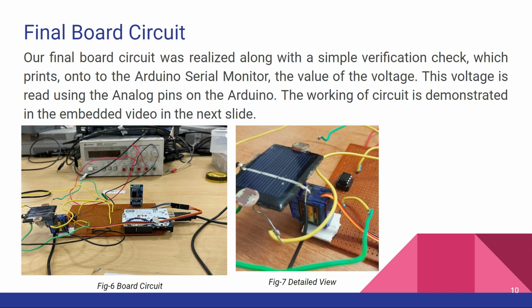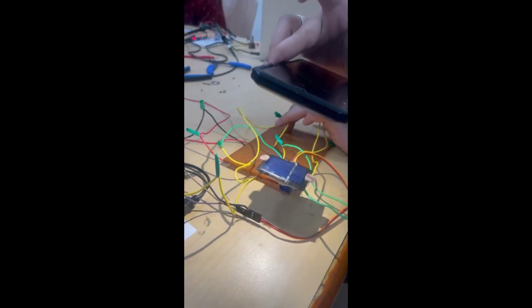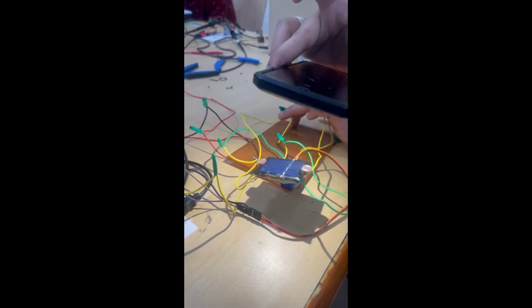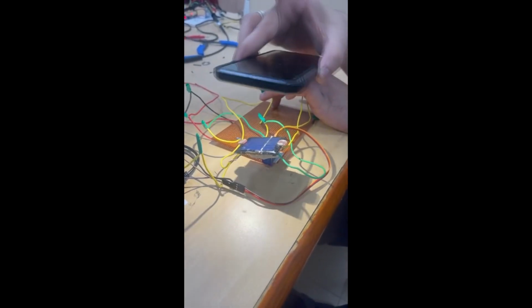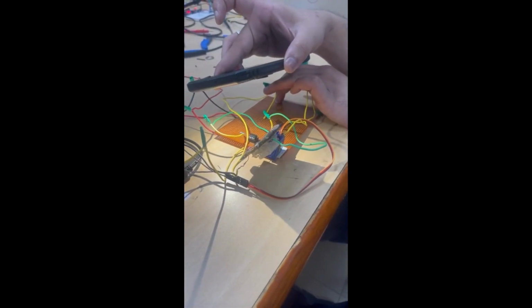We have also included the RTC module in our final board circuit so as to be able to measure these values of the voltage difference at different intervals of fixed time. As can be seen from the video, our device is successfully performing the required function. The light source used to replicate the sun is a smartphone light.